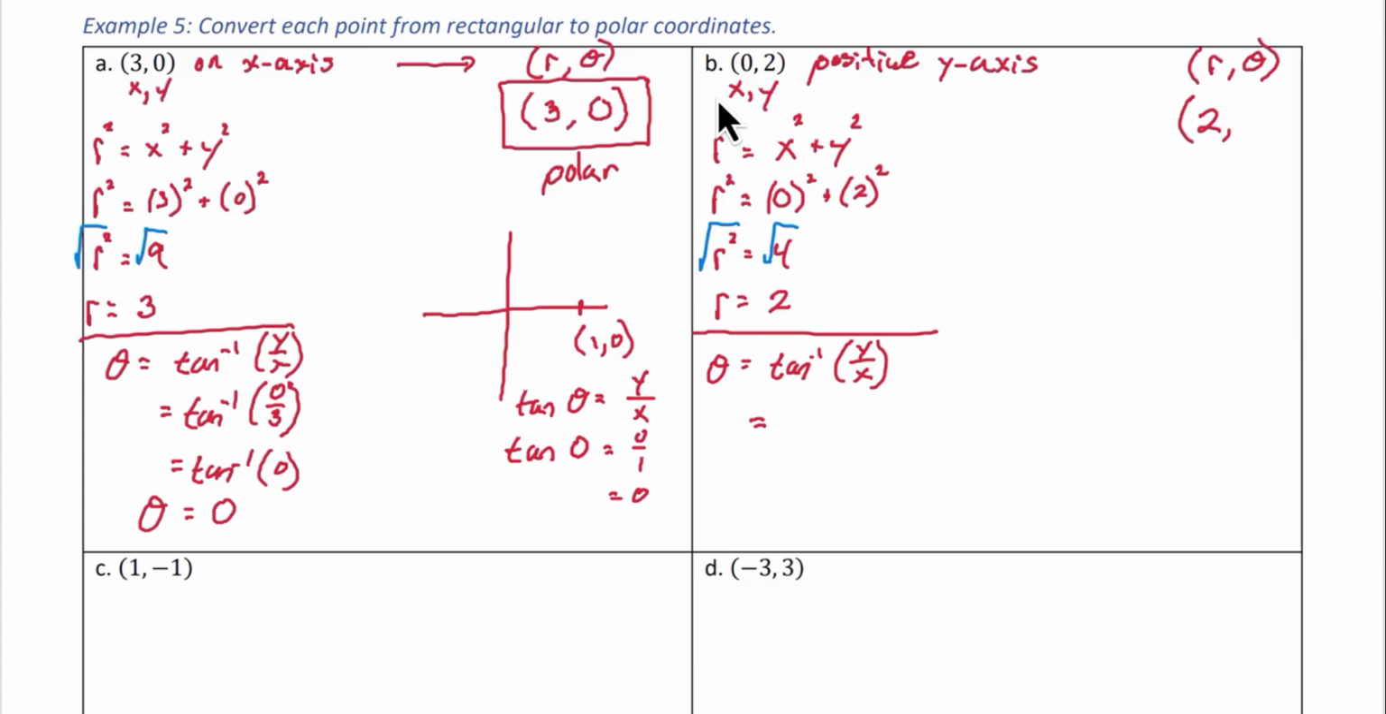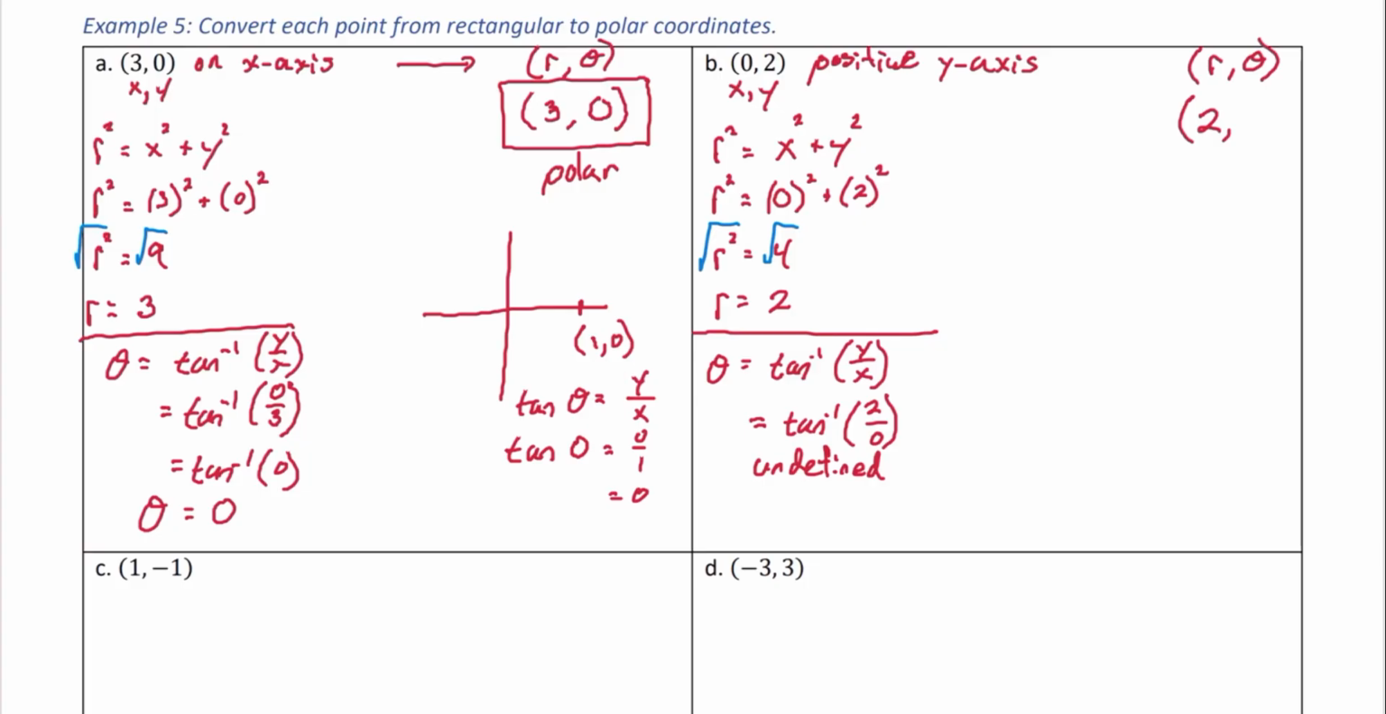So inverse tangent of 2 divided by 0. Uh-oh, division by 0. We can't do that. That's kind of weird. So we get something that's undefined here. Let's think about what we can do with that. Where might the tangent function be undefined?